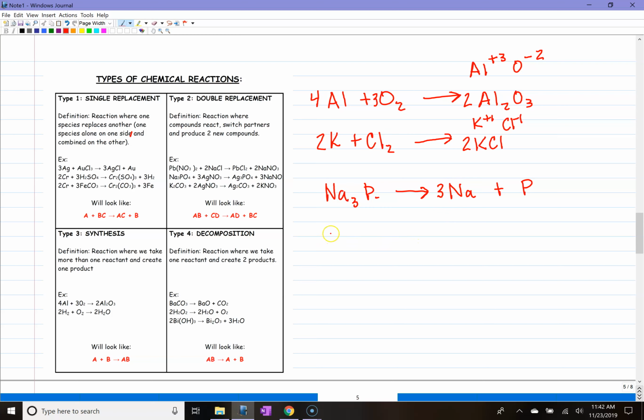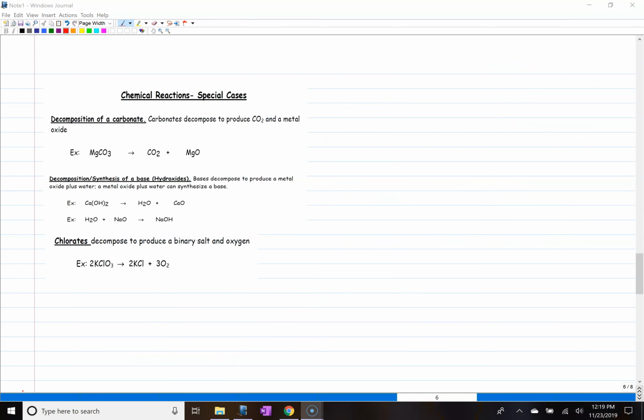If I had calcium chloride, it's going to break down into calcium and chlorine. Chlorine is diatomic, so I have to put a 2, and that's going to mean that it's balanced out as it is. There are a few special synthesis and decomposition reactions that don't just break apart into single elements or form a compound the way you would think they would.